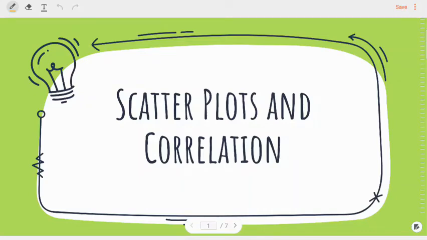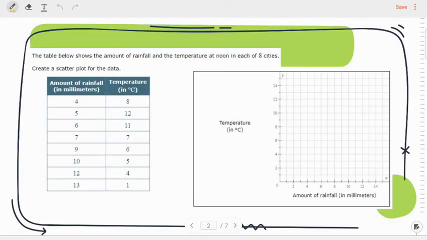In this video, we're going to talk about scatter plots and starting to get an idea of what a correlation is. So let's get started. So in this diagram, we are first going to plot or create a scatter plot.